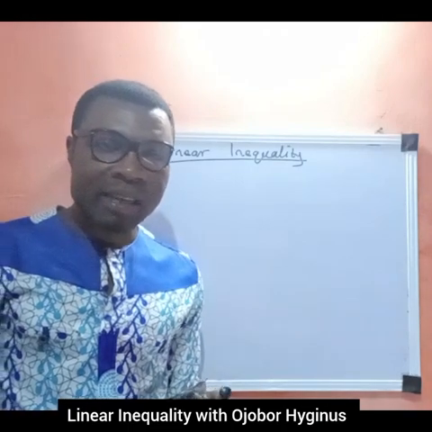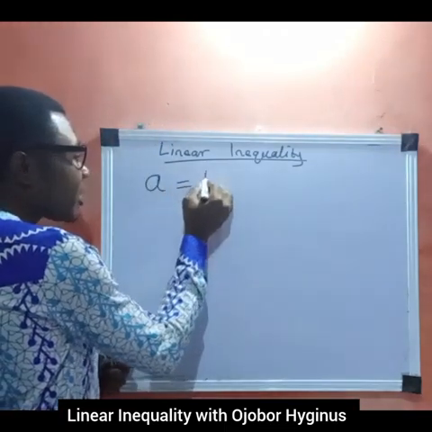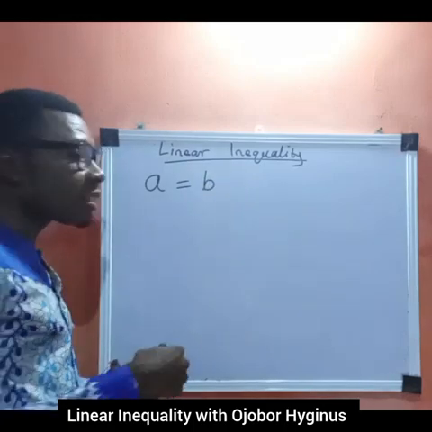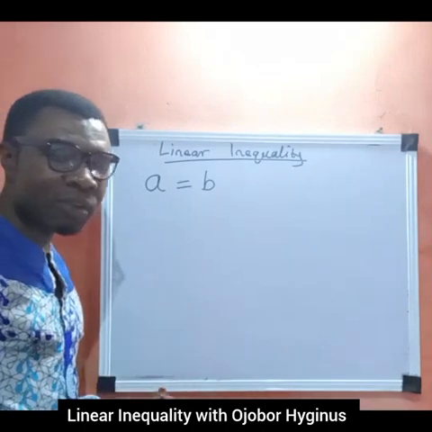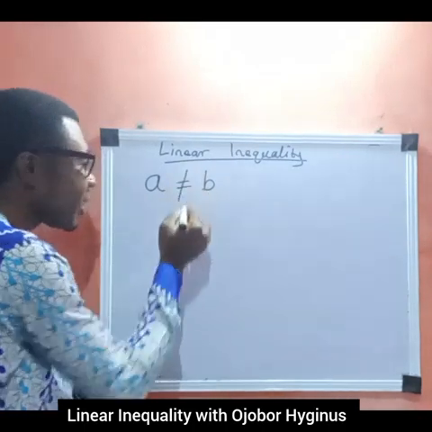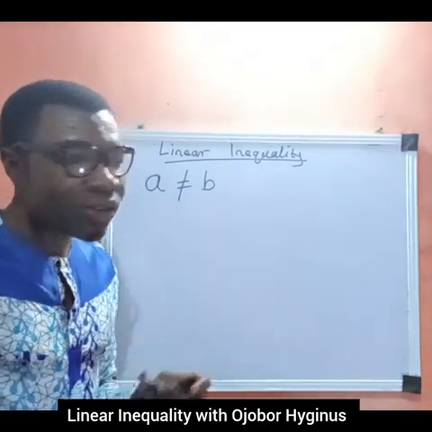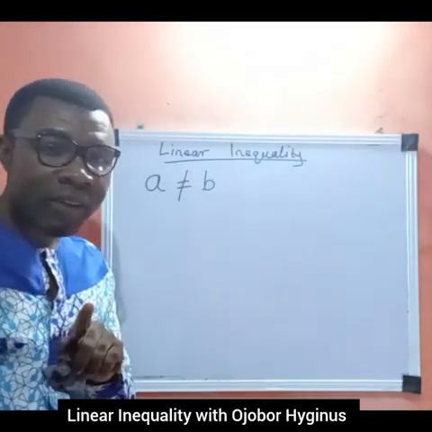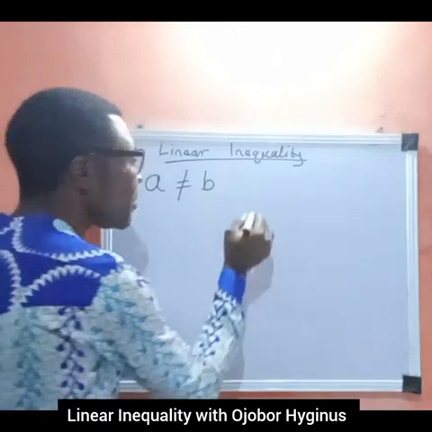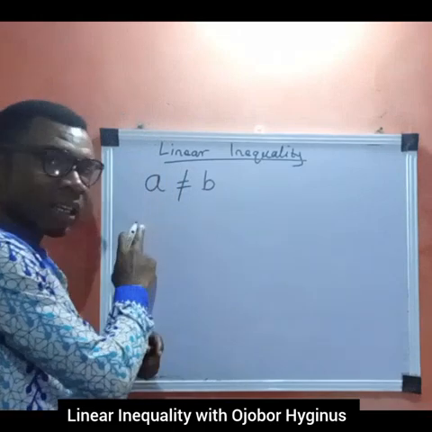And what it means is that when you have something like this, if I say that A equals B, it means that the content of A is the same as the content of B. Whatever A is, B is. But when I write it this way, it means that A is not equal to B. And when A is not equal to B, that's what we refer to as inequality. If A is not equal to B, it simply means that either A is greater than B or B is greater than A.